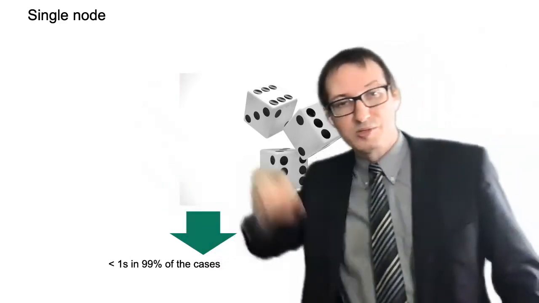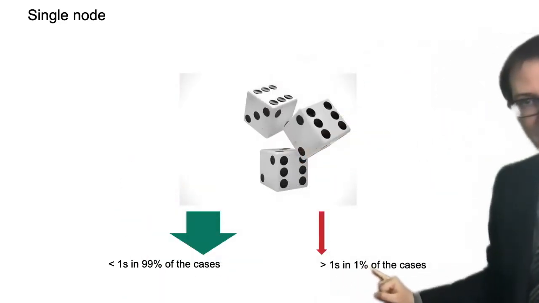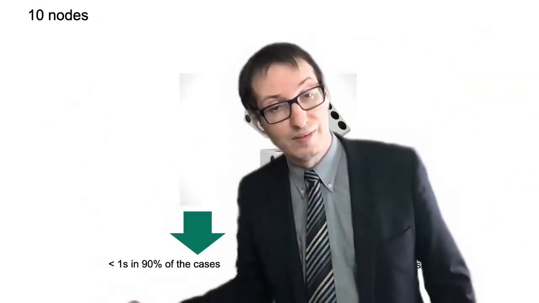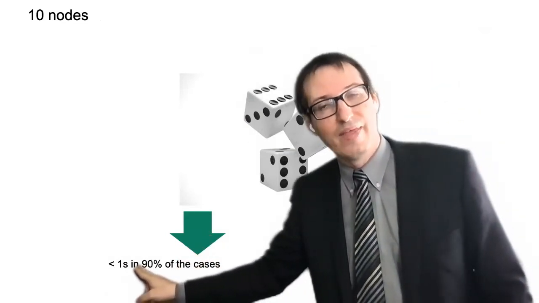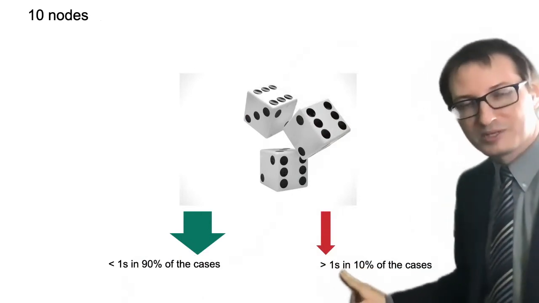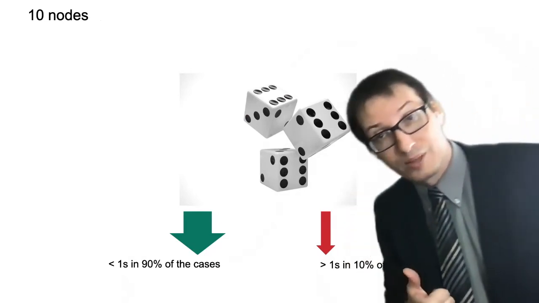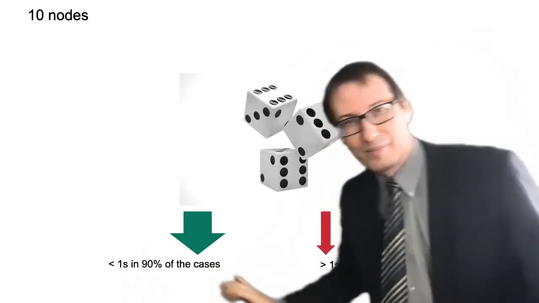What happens is that on a single node, of course, in 99% of the cases, it's less than a second, and in 1%, it's more than a second. If you have 10 nodes, then you will see that in roughly 90% of the cases, it's still taking less than 1 second, but it will happen in 10% of the cases that you take more than 1 second on at least one machine, right? This is already a bit bad, right? You might be lucky, but it might be bad.